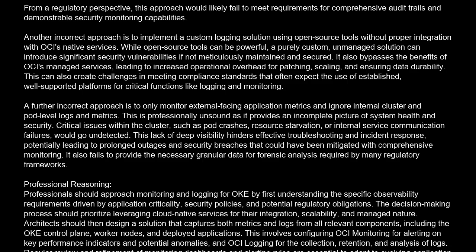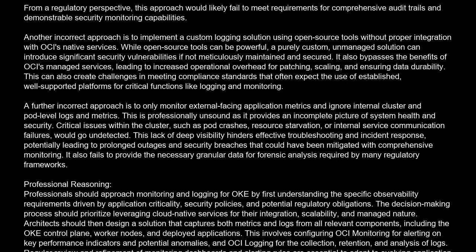A further incorrect approach is to only monitor external-facing application metrics and ignore internal cluster and pod-level logs and metrics. This is professionally unsound as it provides an incomplete picture of system health and security. Critical issues within the cluster, such as pod crashes, resource starvation, or internal service communication failures, would go undetected. This lack of deep visibility hinders effective troubleshooting and incident response, potentially leading to prolonged outages and security breaches that could have been mitigated with comprehensive monitoring. It also fails to provide the necessary granular data for forensic analysis required by many regulatory frameworks.